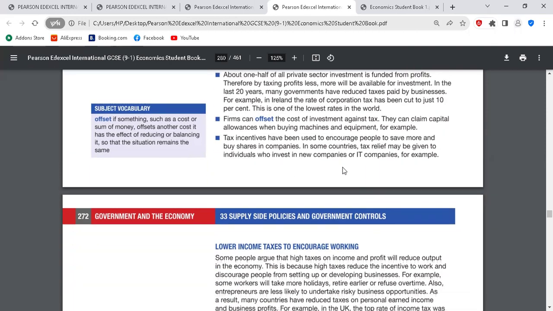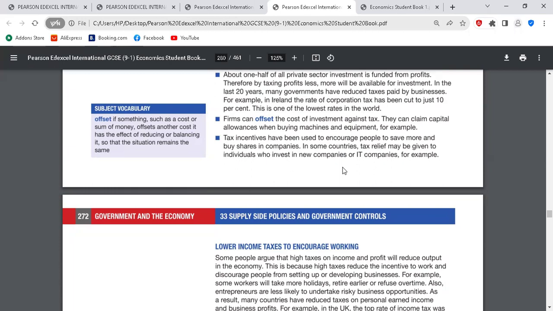Clear. The third point, tax incentives have been used to encourage people to save more and buy shares in companies. In some countries, tax relief may be given to individuals who invest in new companies or IT companies. So the government can reduce income taxes. To offset means to reduce the amount they are paying. Do you get it?